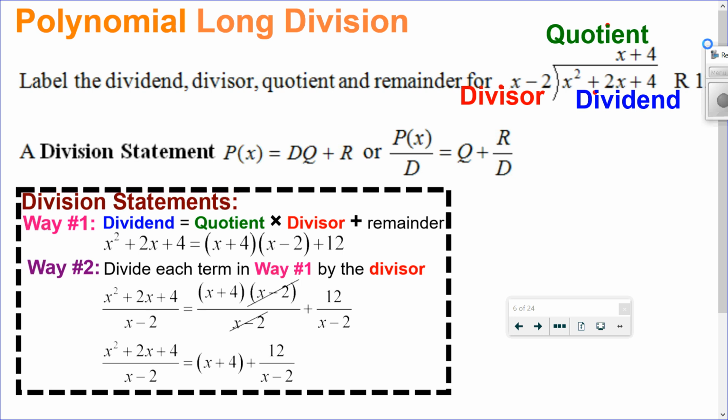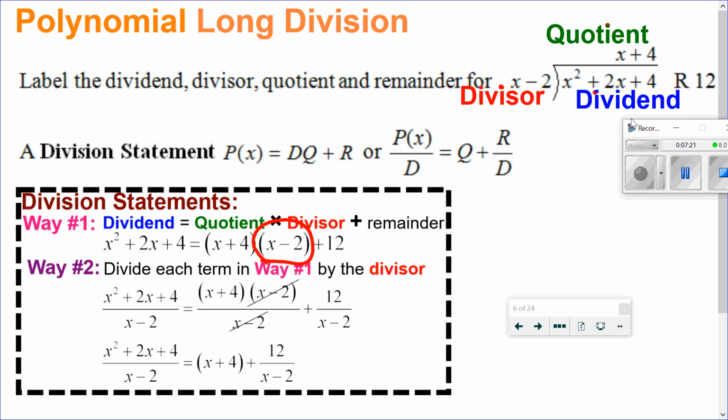Putting this all together, I can have that my dividend is equal to the quotient times the divisor plus the remainder, or divide each term by the divisor of x minus 2, canceling out, and you get that the quadratic divided by x minus 2 is x plus 4 plus 12 out of the divisor of x minus 2. So that's how you write the division statements.